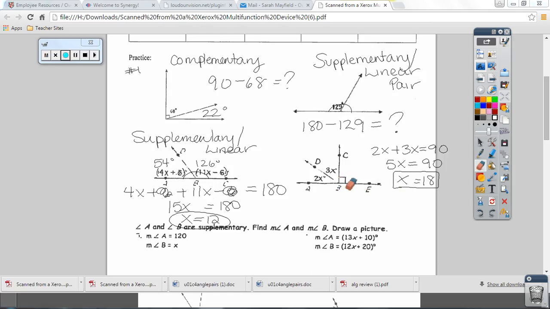If I uncover that ray, notice these three angles make a supplementary angle trio. So I could take 2x plus 3x plus 90 degrees to equal 180 degrees. So I have 2x plus 3x plus 90 equals 180 degrees. Notice you're going to get the exact same answer.